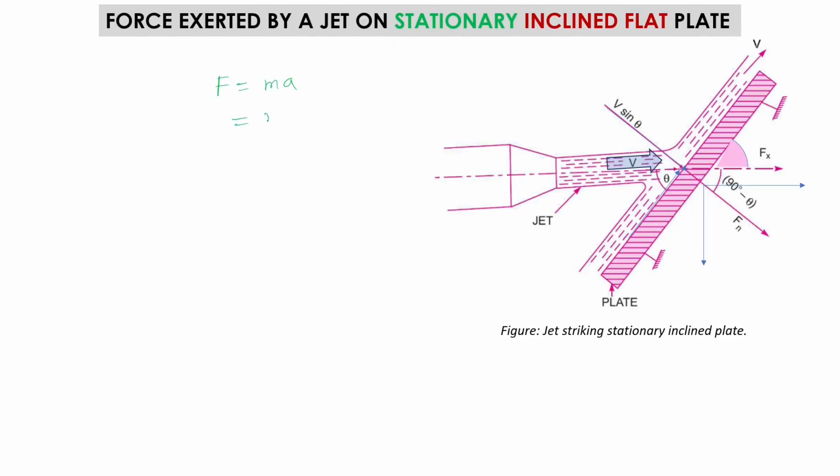Then you write it like that, m into dv over dt. Dv is the change in velocity, I can say. This change in velocity, if it is the initial velocity minus the final velocity, then you are finding out the force exerted on the inclined plate by the jet. And if you are figuring out the final velocity minus the initial velocity, then you are actually calculating the force exerted on the jet by the inclined plate.